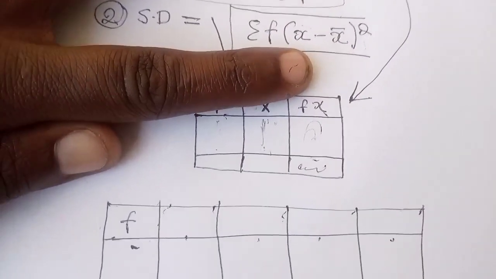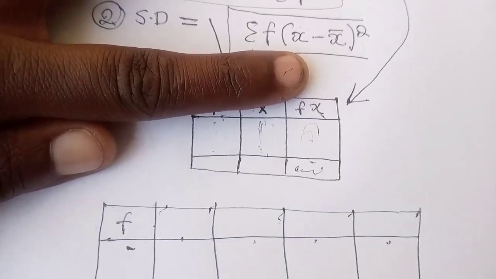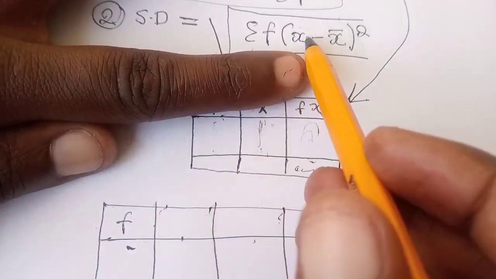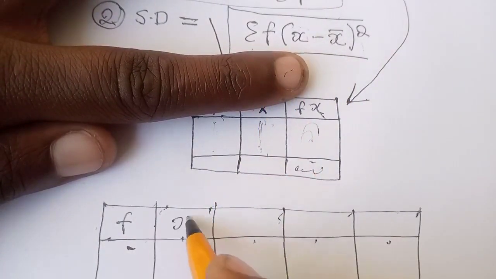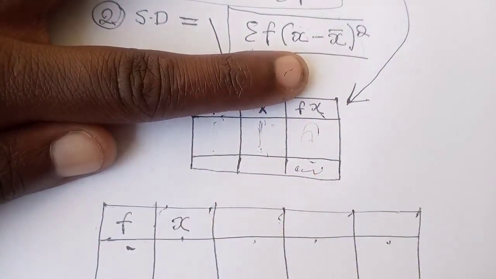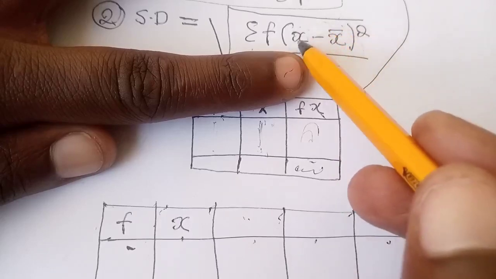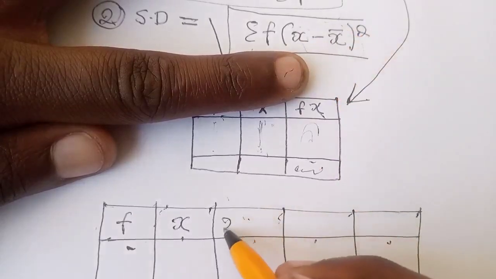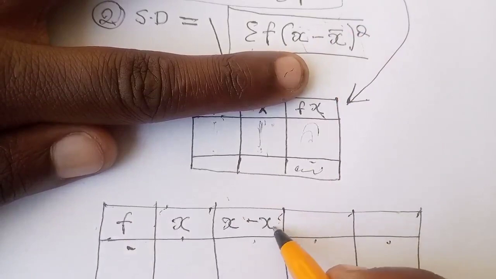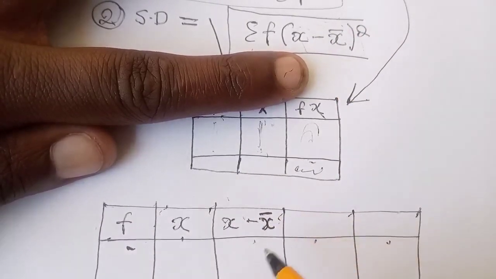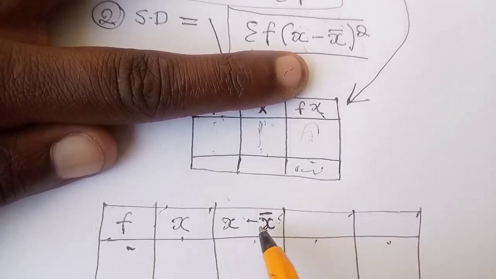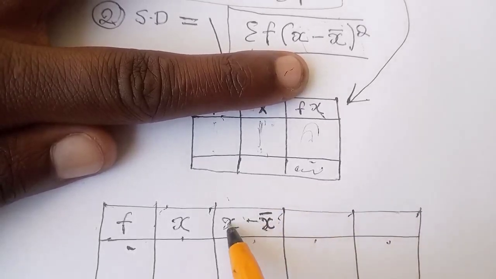Okay, like that. So in the second box, we get the second one, like that. It is x. Then in the third one, we get this part which is inside. So it is x minus the mean. Don't think that x and the mean are the same. No, x is the midpoint. So x is the midpoint, like that.